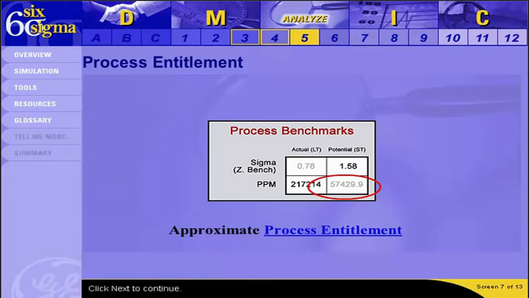However, we have another value we need to look at before we can truly set our performance objective. This involves comparing our process to that of a competitor through benchmarking. Click Next to continue.